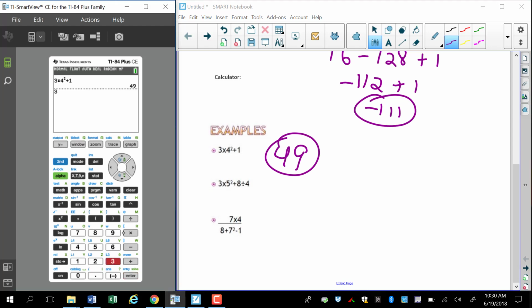The next one, 3 times 5 squared. Move it over. Plus 8 divided by 4. Hit enter, we should get 77.